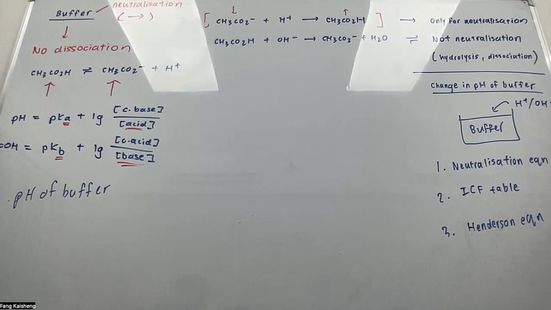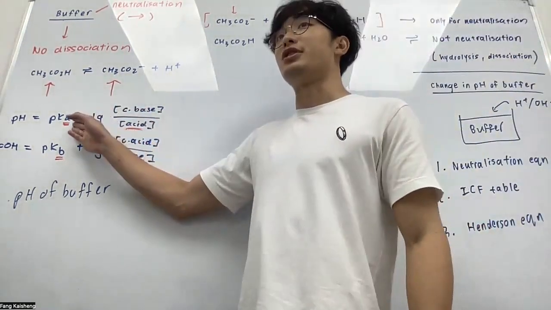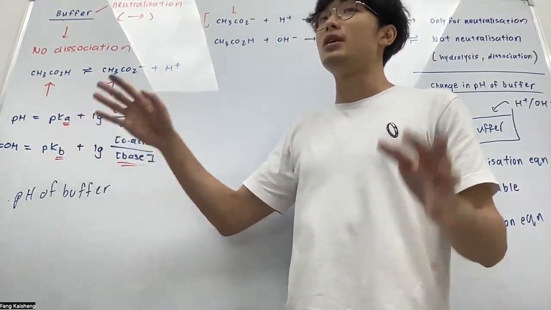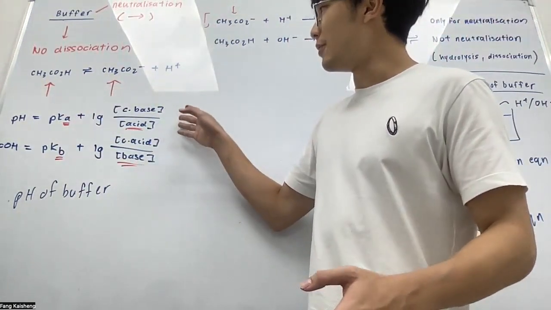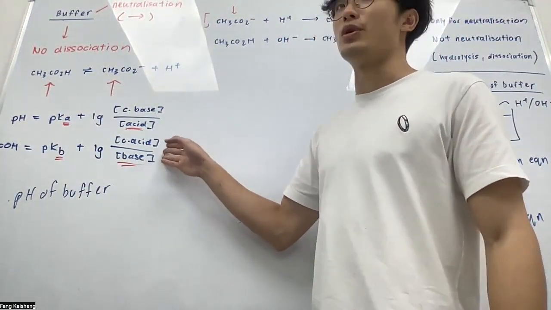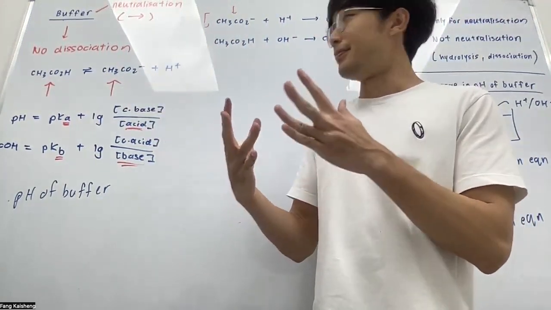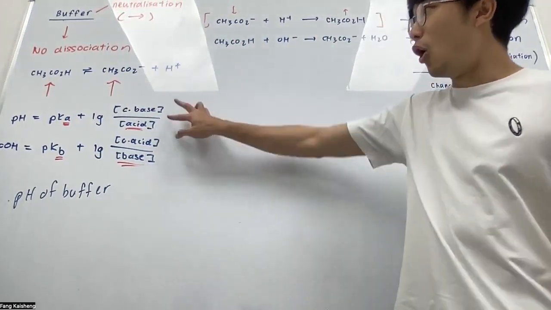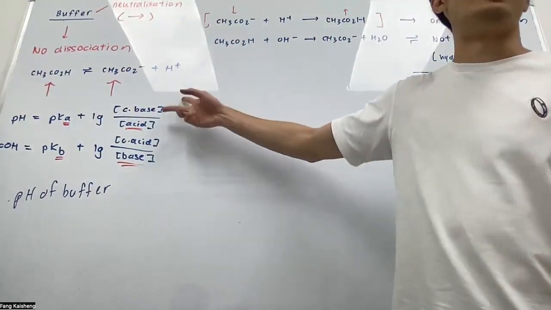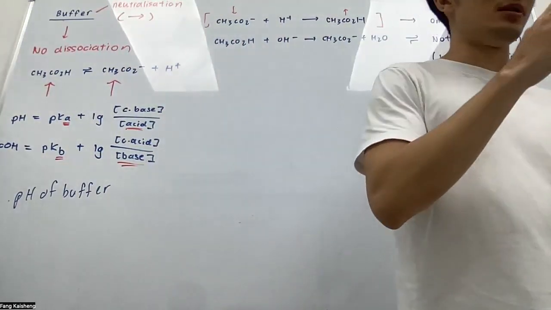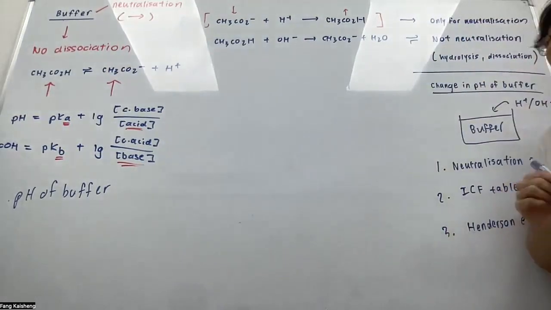Okay, if the question gives you Ka, please use the Ka version. If the question gives you Kb, use Kb. The reason is that if you try to change the first into the second equation, it will still end up as the same one. You see the order is opposite, right? That's why it will still end up as the same combination.